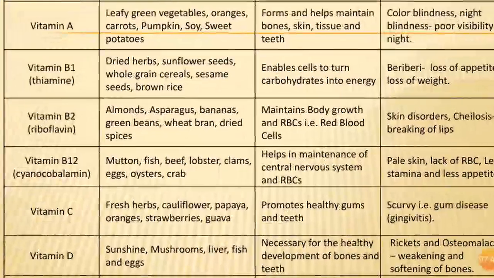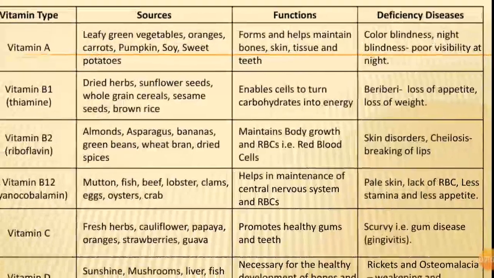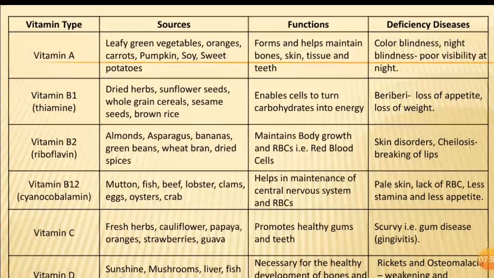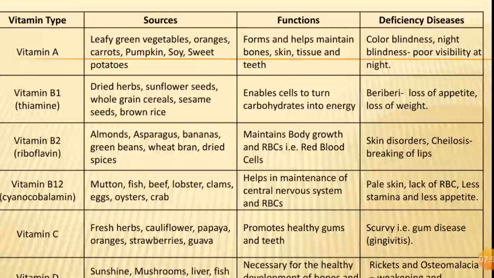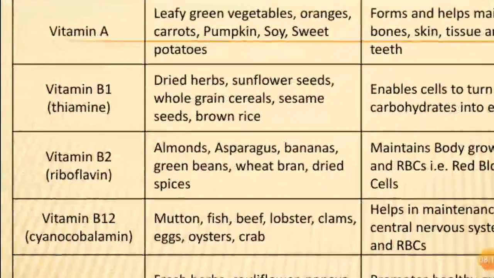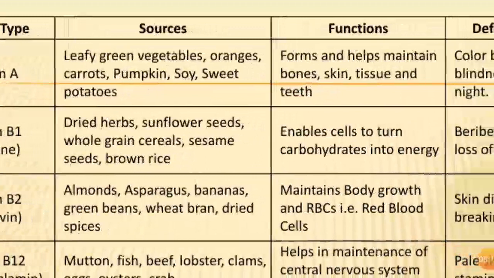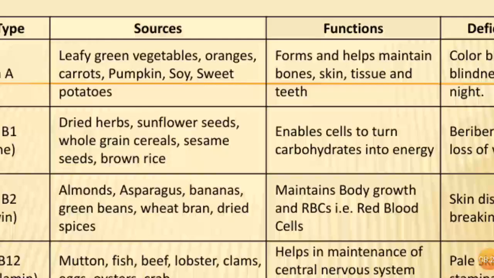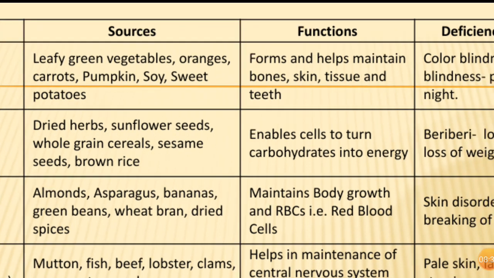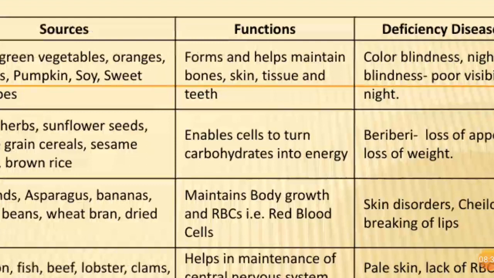Vitamins. Now I put a table here to show you vitamin type, sources, function of that particular vitamin and deficiency disease due to lack of that particular vitamin. So let's see first vitamin A. What are sources for vitamin A? Leafy green vegetables, oranges, carrots, pumpkin, soya, sweet potato. What is the function of vitamin A? Forms and helps maintain bones, skin, tissue and teeth.